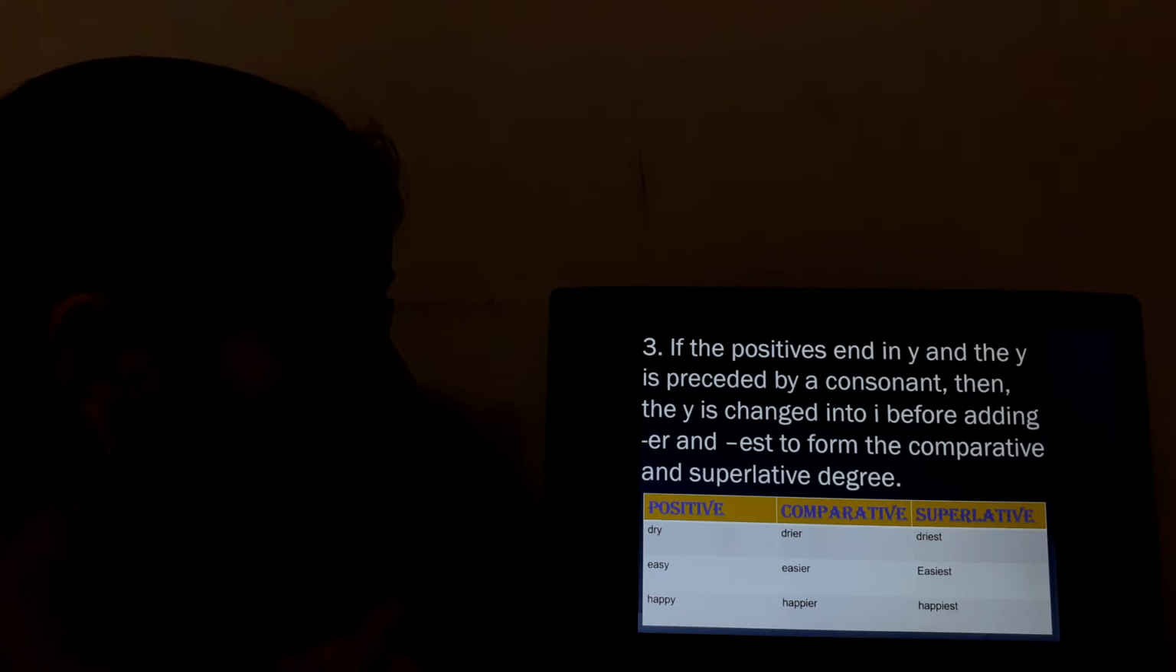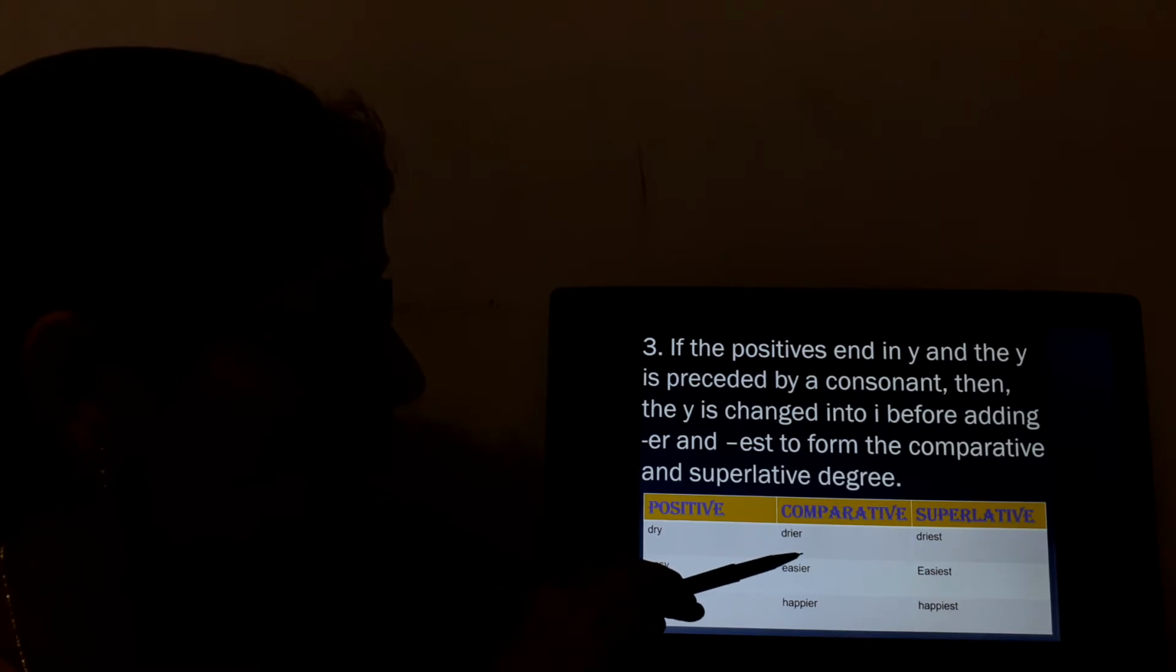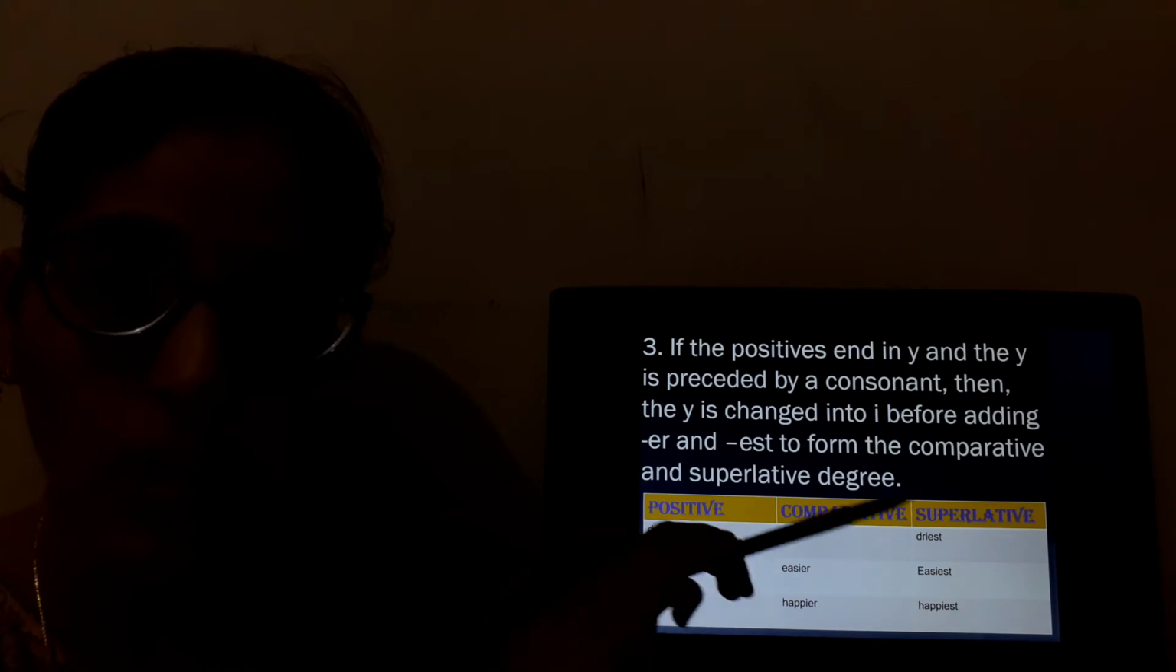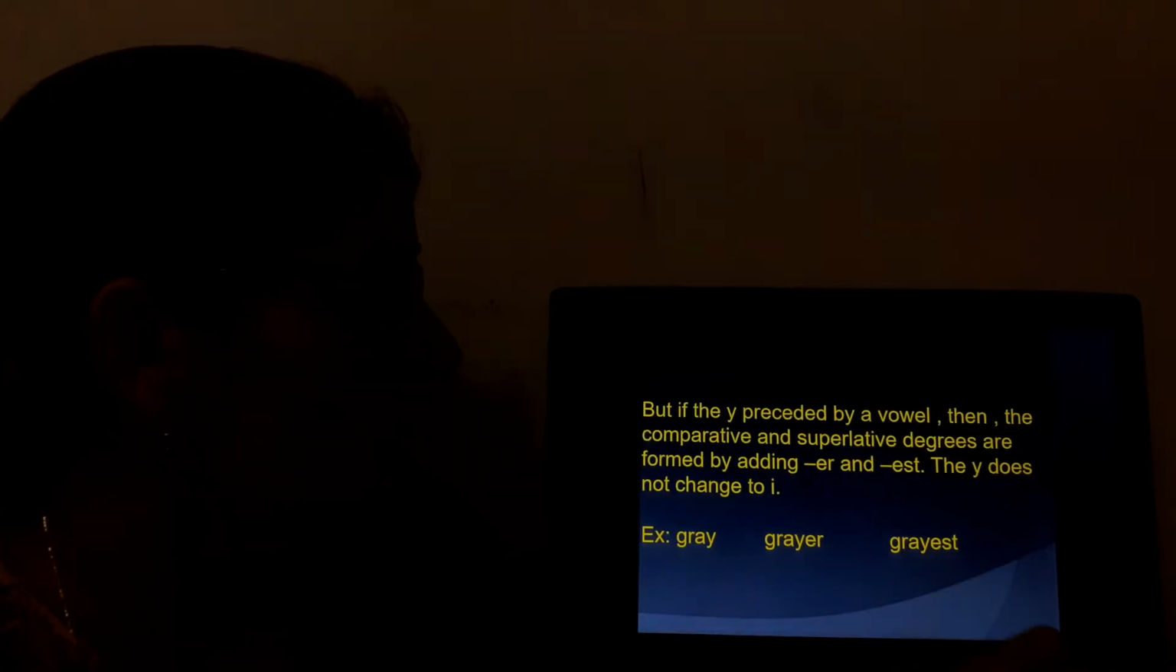So after Y, you can see, if before that it is a consonant, then what are we going to add in the comparative? We are going to add ER. And for superlative we are going to add EST. Okay? Let us move to the next one.